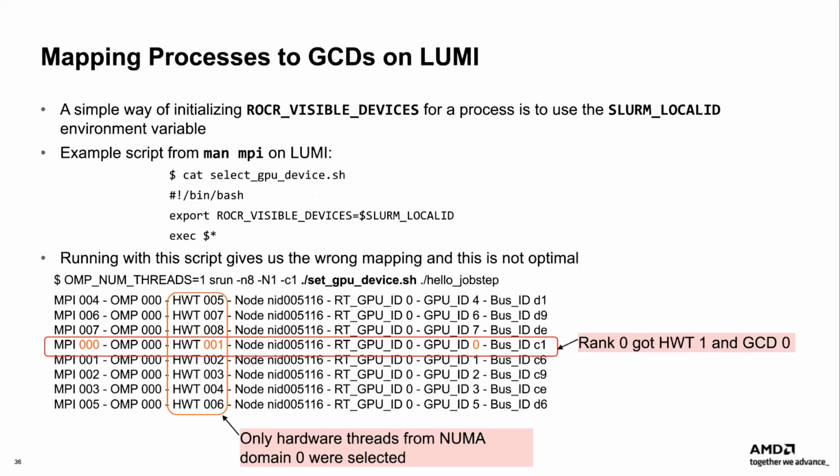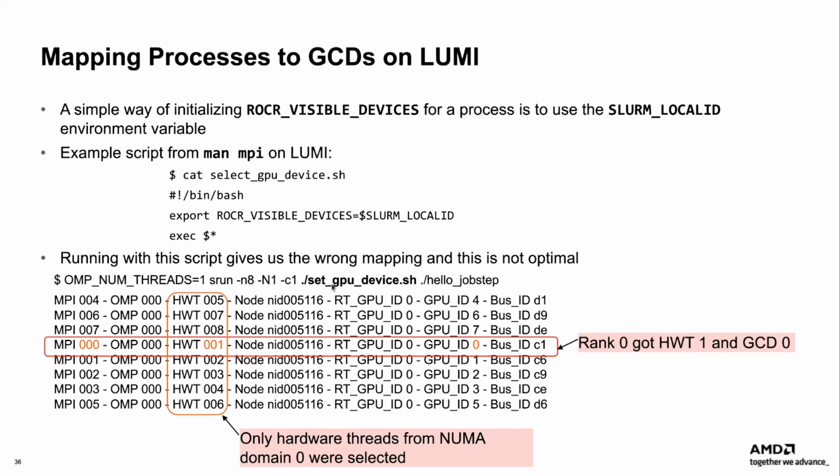Okay, so a simple way of initializing ROCR_VISIBLE_DEVICES, when we run an MPI program, for each process, we can use a helper script to set this environment variable based on the local rank of the given process. So for each process, its local rank will decide what device it's going to use. So here I'm running an example. I'm running 8 processes, each having just one thread on one node. But I'm using this helper script before running my application under srun.